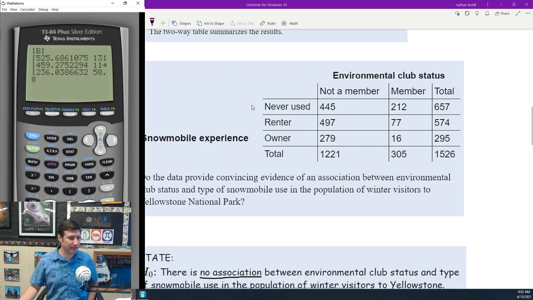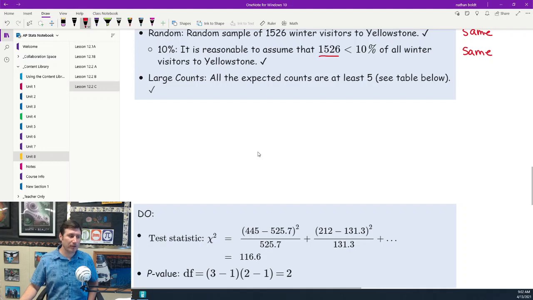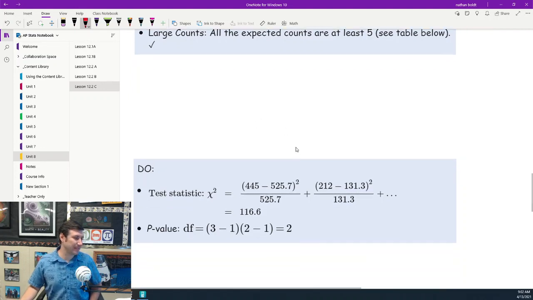But what's the language I have here from the problem? It says, see table below. You actually need to put the table below then, all right? But I don't think you need to see me write that down, right? Let's keep going.